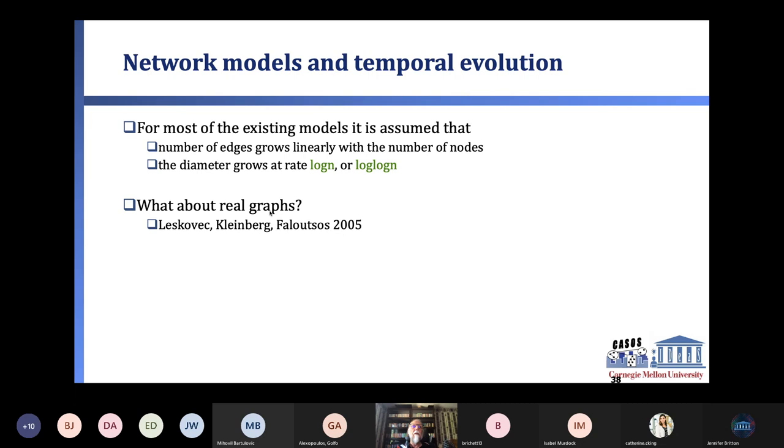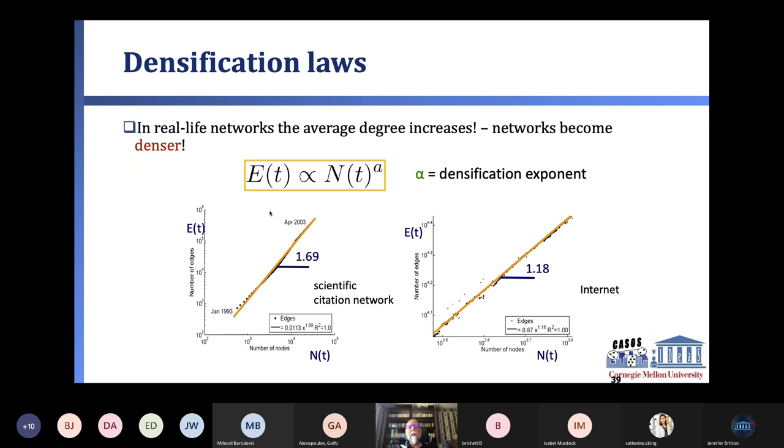In most existing models, the number of edges grows linearly with the number of nodes. But that would mean the diameter grows at a rate of log n, or log of the log n. But if we look at real graphs, that's not what they do. Real graphs grow exponentially with a densification exponent. So over time, they get denser. Alpha is bigger than one in general for human networks. If you look at science citation data, you get an alpha of about 1.69. If you look at the internet, you get 1.18. But that means that in real nets, as the network gets bigger and bigger, the distance between people gets smaller and smaller.